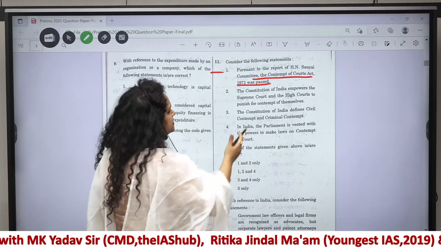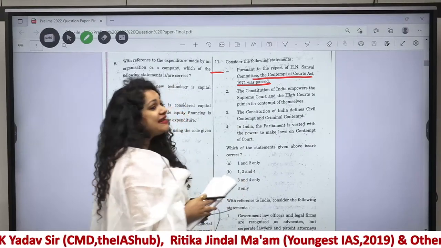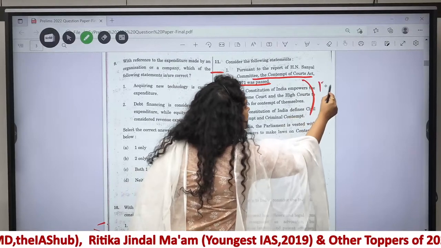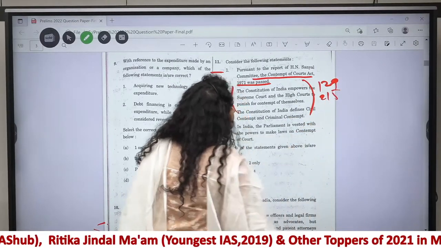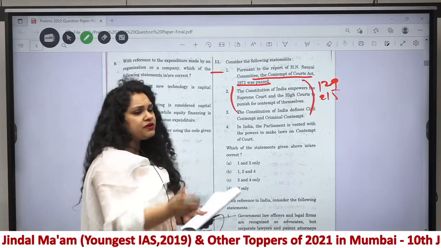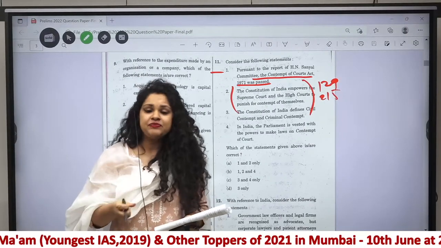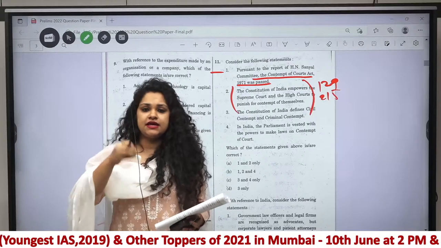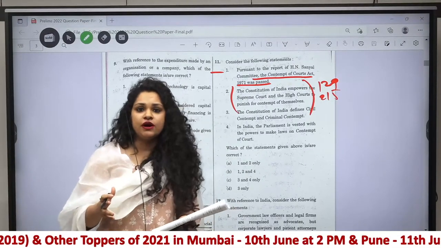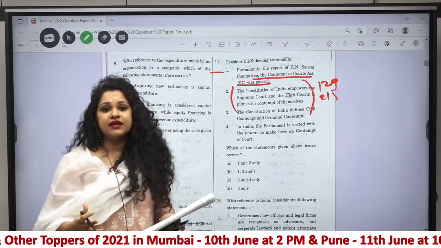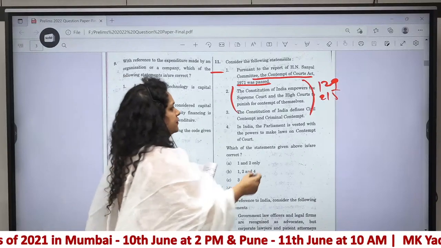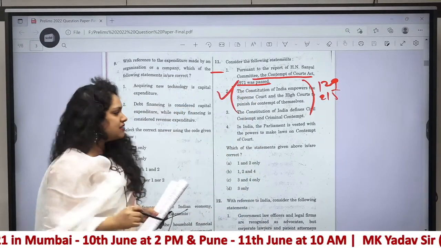The Constitution of India empowers the Supreme Court and High Court to punish for contempt of itself, which is a correct statement. So we have Article 129 and 215 related to this, right? Supreme Court and High Court are seen as courts of record, and the Supreme Court has said that any court which is a court of record can issue directions or punishment for the contempt of itself. So this we know is a correct statement.